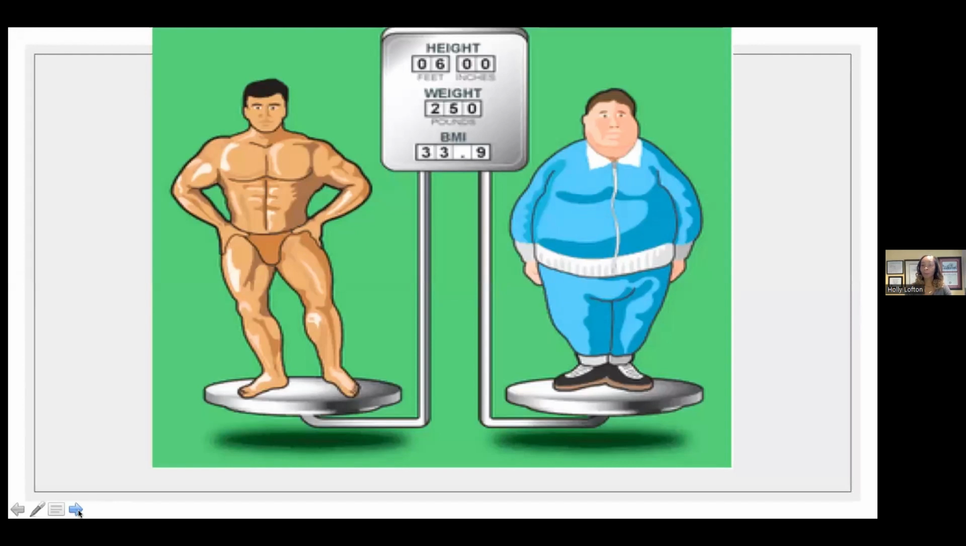Now, this is not a perfect way to measure someone's health, however. You can see we have 2 individuals here, both with the same BMI, but different body types. So we need to look beyond using the height-weight ratio as a way to determine if a patient has obesity. Because obesity is a condition that's classified by increased accumulation of adipose tissue. And you can see our gentleman in the blue has more adipose tissue than the gentleman who's not wearing much at all.